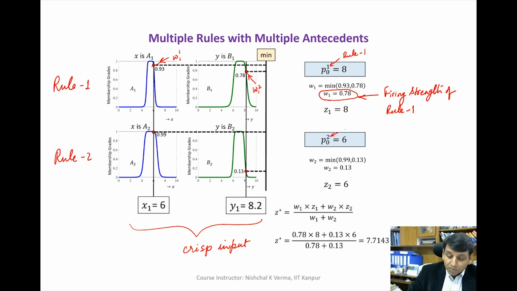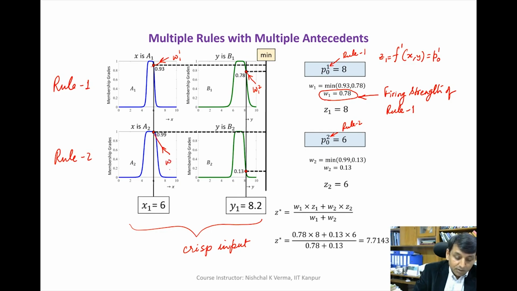Similarly, here for rule number 2, we have P02. Alright, so now we have obtained W1 and Z1. Z1 we have very quickly found. This is XY, which is P0,1. So Z1 is P01.